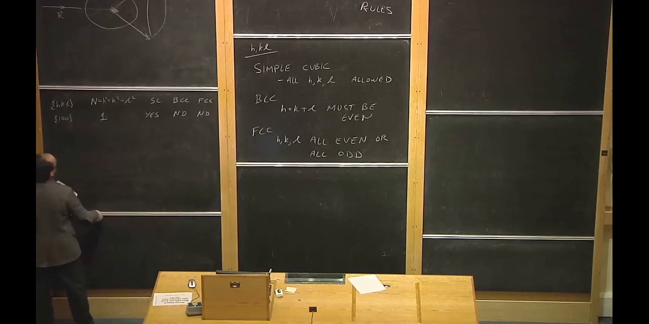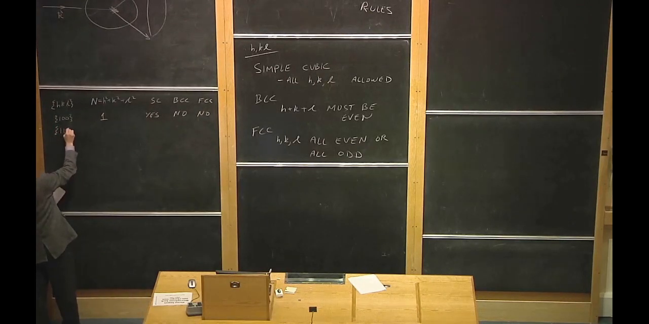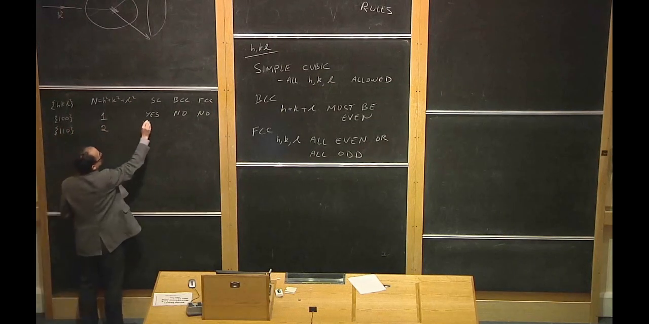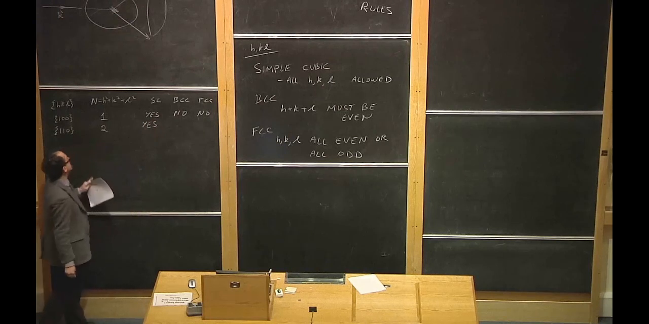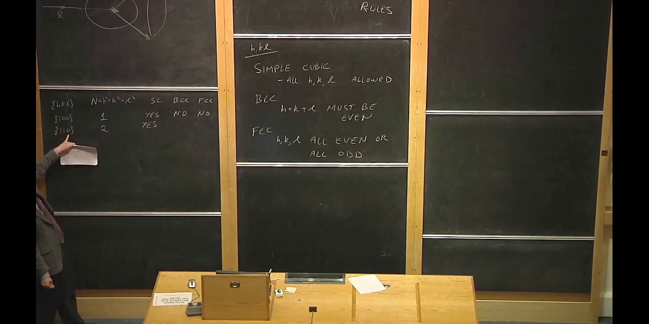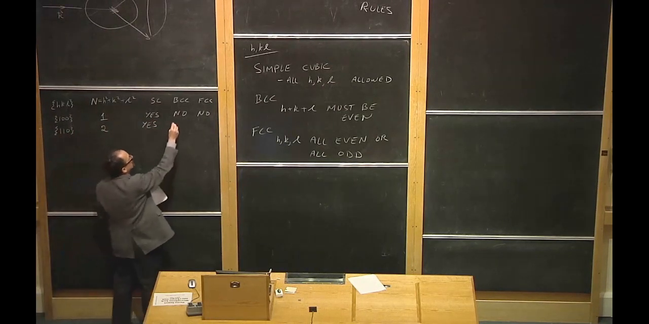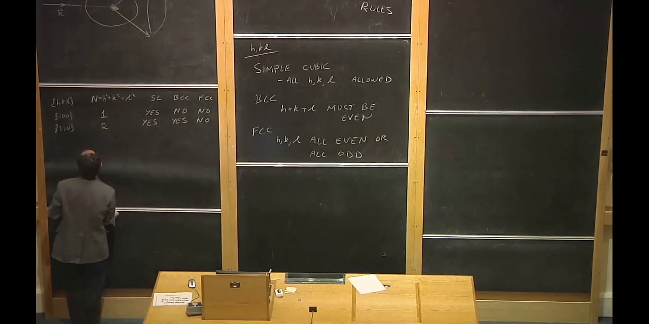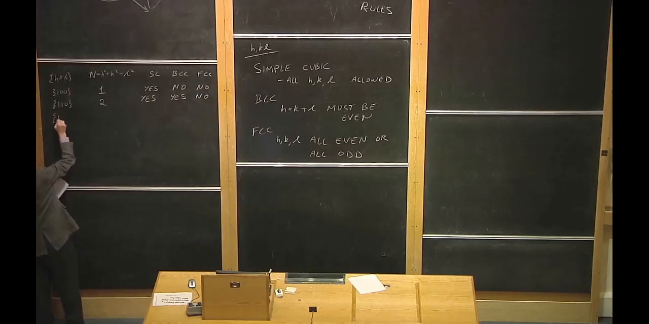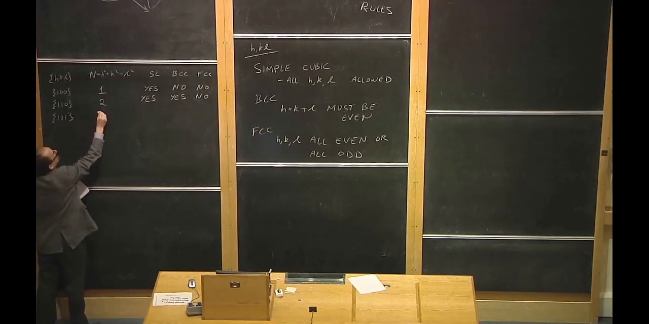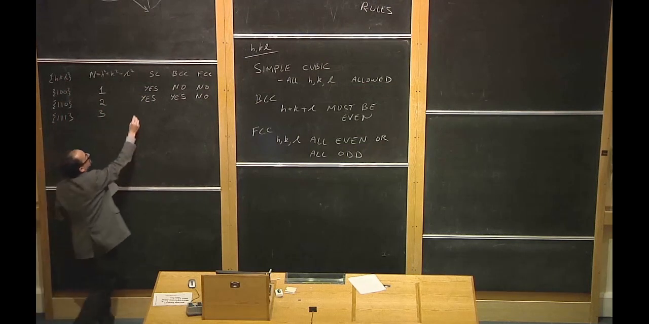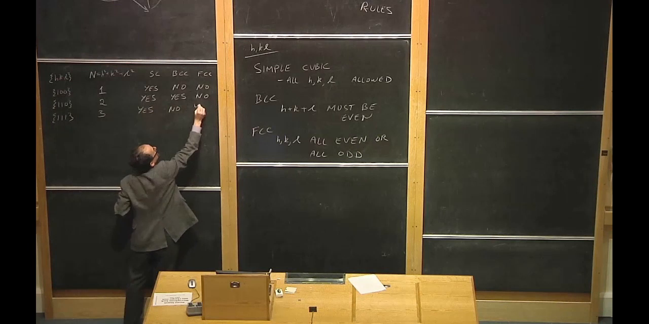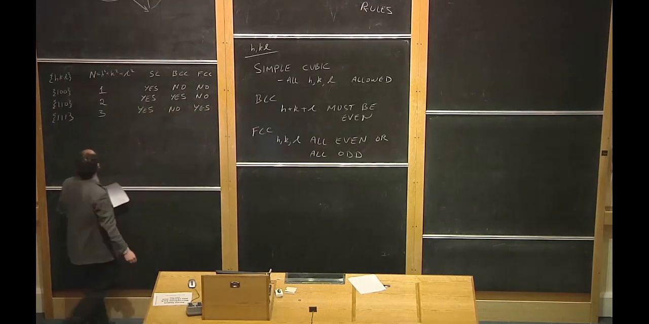How about the next simplest one, 1, 1, 0. h squared plus k squared plus l squared is 2. Simple cubic, yes, that's also allowed. BCC, well, 1 plus 1 plus 0 is 2, which is even, so that's allowed. FCC is not allowed because they're not all odd or all even. Then 1, 1, 1. n is 3. It's allowed for simple cubic. For BCC, it's not allowed because the sum is odd, but it is allowed for FCC because they're all odd.